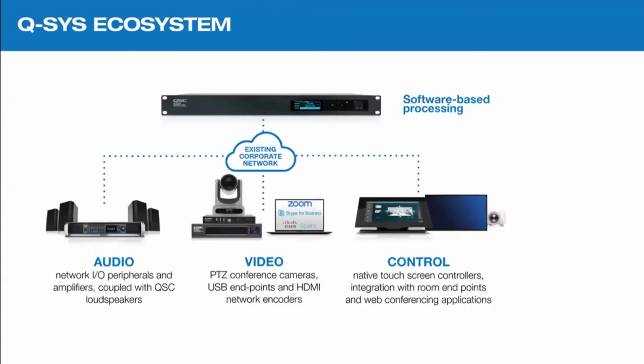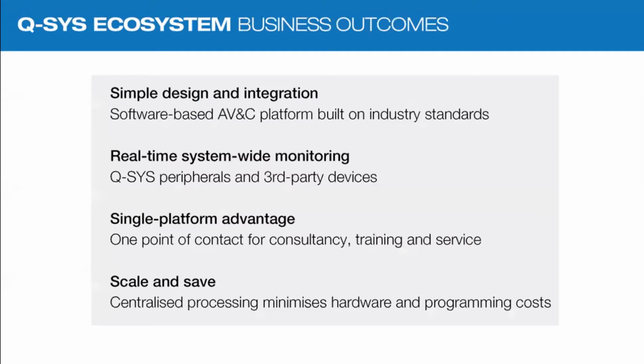The beauty of this all is because it's all network-based, we can put this all onto an existing corporate network, and our protocols are quite well documented for IT people to implement and quite network friendly as well. So yeah, these are the kind of outcomes that we're trying to achieve with the Q-SYS ecosystem. So it's a really simple design and integration to save time, and also software based. Real-time system-wide monitoring, which we'll talk about in a minute. So we offer a cloud-based product called Q-SYS Reflect that allows us to monitor all the peripherals on any network, which is quite useful, especially if you're doing managed services with the client.